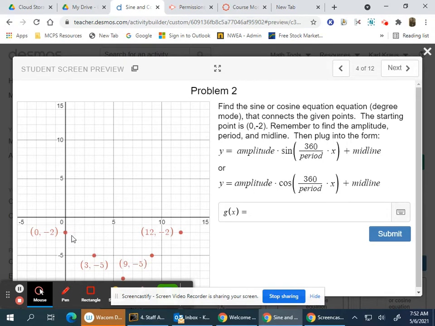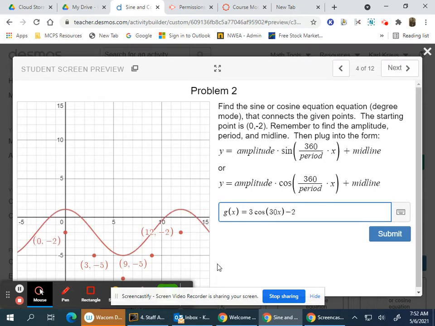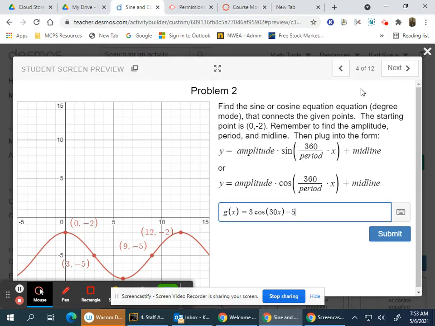So we're starting at 0, -2, ending at 12, -2. Starting at the max, ending at the max. It's a cosine curve. The amplitude from -5 to -2 would be 3. And 360 divided by 12 is 30. And then the center line is at -5. Sorry, there we go.